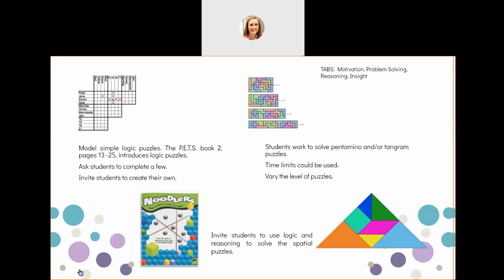Also, noodlers are a great way to do spatial reasoning. The sticks come with the book, and you have to lay the sticks in a way that separates each of the figures. So you're inviting students to use that logic and reasoning to solve these types of puzzles. And again, for the tabs, this lends itself to motivation if they can stick with the activity to completion, problem solving, reasoning, and insight.